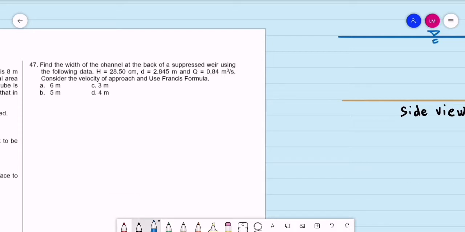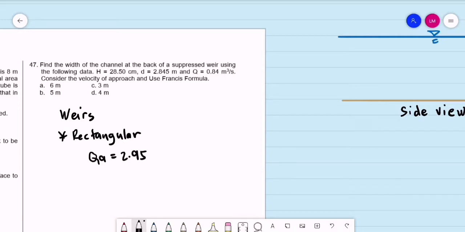So dito sa weirs, unahin natin yung mga rectangular. Pagdating sa rectangular weir, meron tayong dalawang formula na ginagamit dito. Kapag given yung coefficient of discharge at ordinary rectangular weir lang siya, the flow rate actual is 2/3 times the coefficient of discharge, the length of the crest, h raised to 3/2. That will be the formula for the flow rate actual.